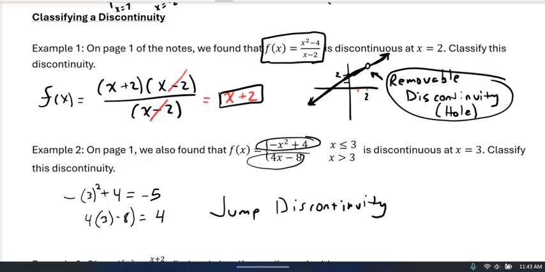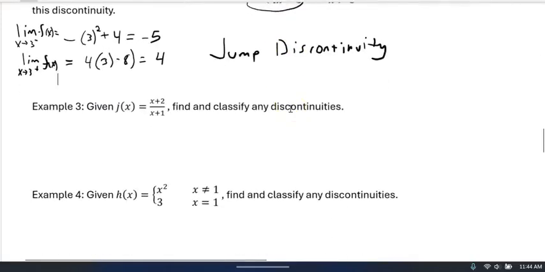But it's really just considering the limit, if you want to write it in, of x that goes to 3 from the left of the function versus the limit as x goes to 3 from the right of the function. All right? So let's take a look at example 3.